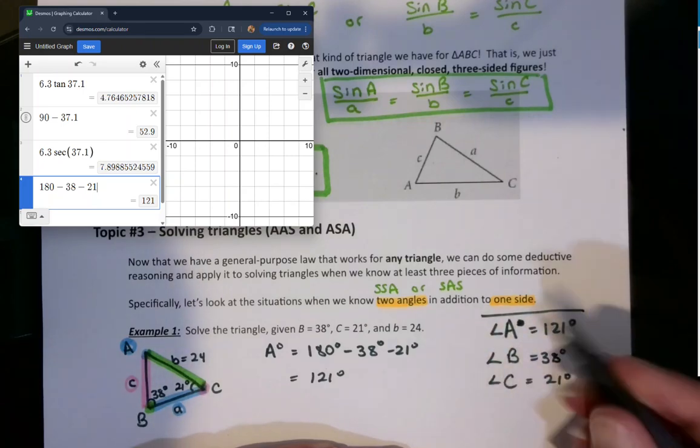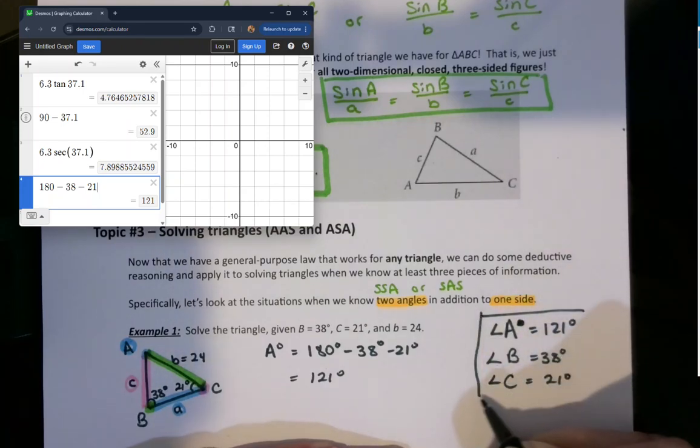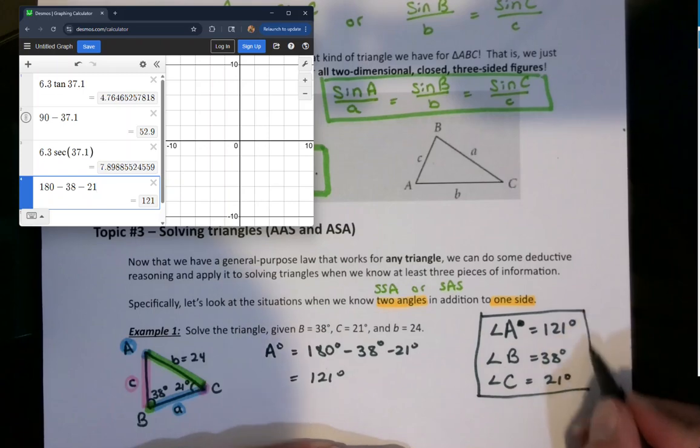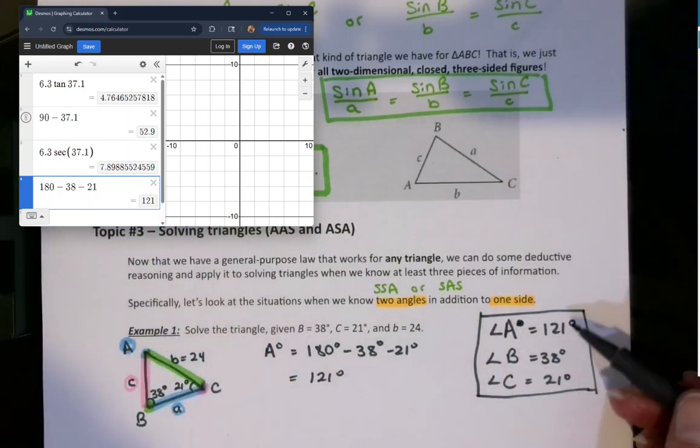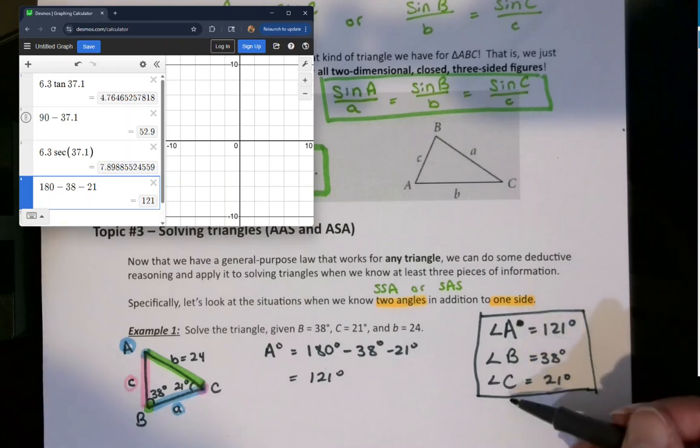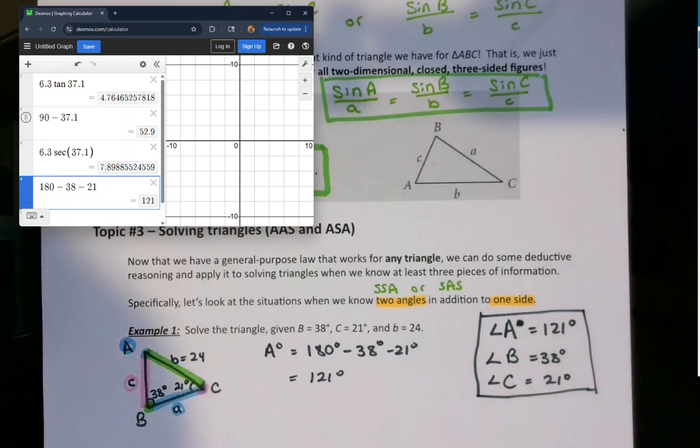It's not strictly necessary to write the angle symbol in front of each of these. Just writing ABC is absolutely fine, and we know that they're angles because they're capital letters and because we've given answers in degrees. Okay, continuing, I need to find little a and little c. I know little b. This is where law of sines is going to come in.